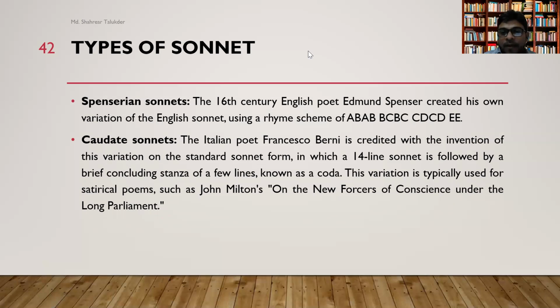But it is followed by a brief concluding stanza. So there is also a concluding stanza, and he is calling it a coda. This variation is typically used for satirical poems such as John Milton's On the New Forcers of Conscience Under the Long Parliament. So John Milton wrote this satirical poem, and he followed this style: 14 lines followed by a coda. That means a concluding stanza will be there, maybe 4 lines or 2 lines. Okay, so this is interesting. It's not a regular sonnet, it's a little deviation from the sonnet.